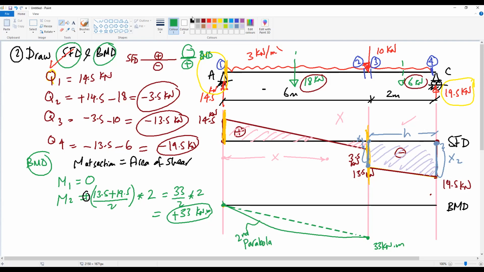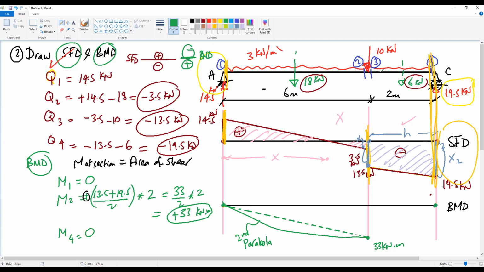The next section is section 4. If you take the cut at section 4 here, what is the area of shear at section 4? At section 4, you can calculate from right, and there is no area from right. So the moment at section 4, M4, equals 0. So the moment here is 0.